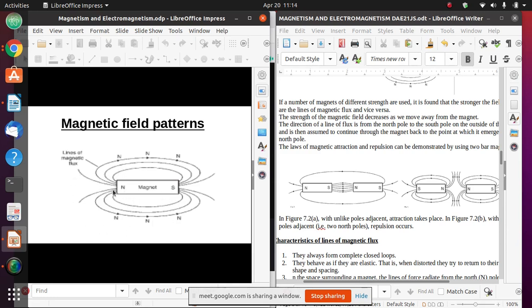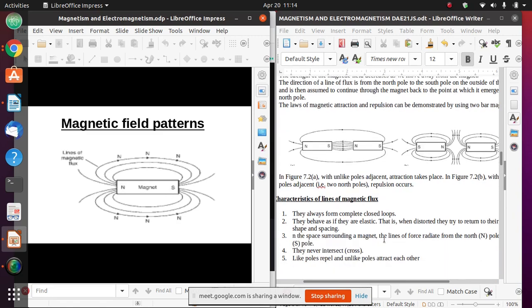The second property is that once you distort this flux, these lines of magnetism, they behave as if they are elastic. They will return to their original shape and spacing. It is like a spring. If you distort it a little, it returns to its original shape and spacing. Third, these lines will radiate, or come out, from the north pole to the south pole, always. Fourth, these lines do not intersect. Never ever. If you're drawing a magnetic pattern, do not draw a line crossing another line. These lines do not intersect at all. Even inside the magnet, they will never intersect. Sawa sawa.